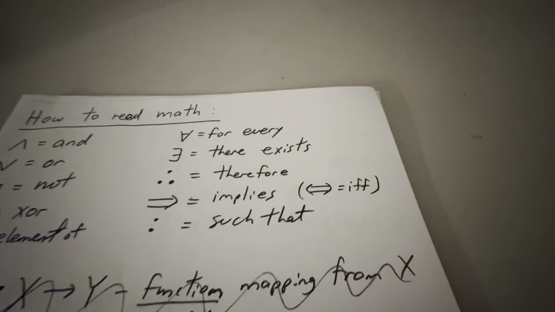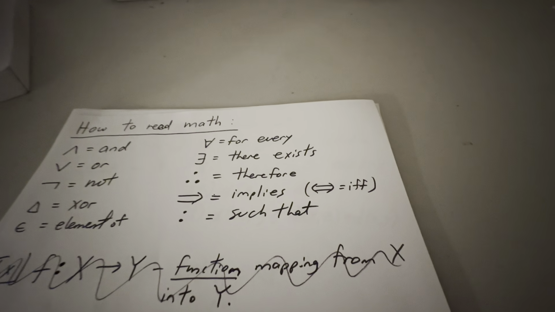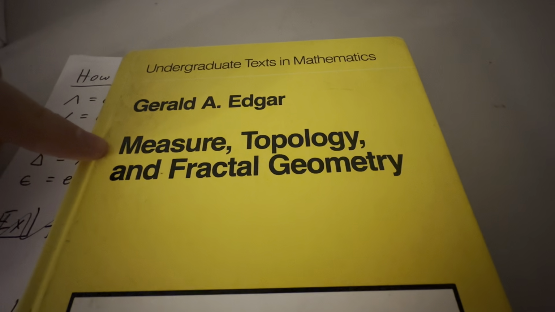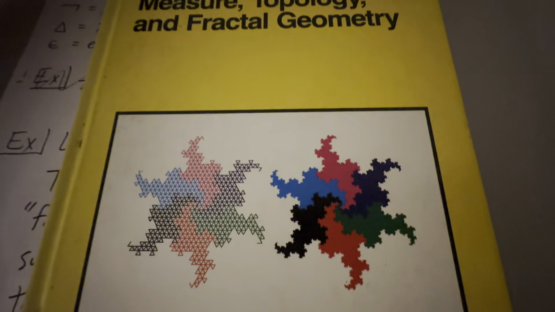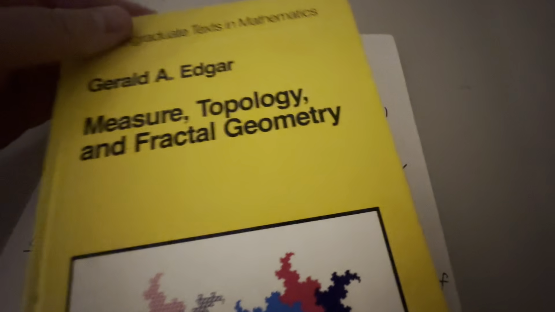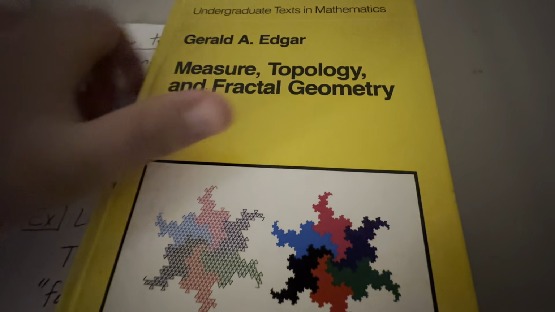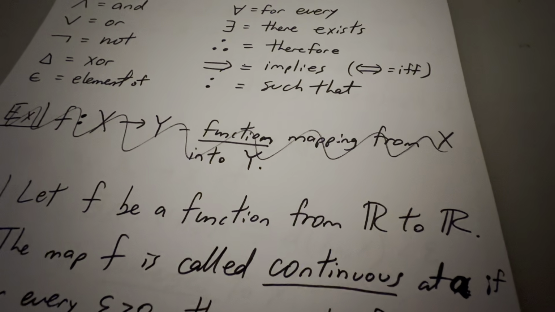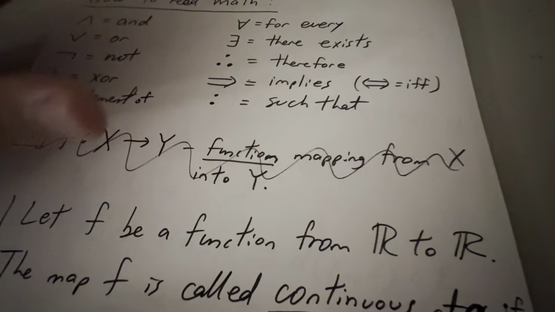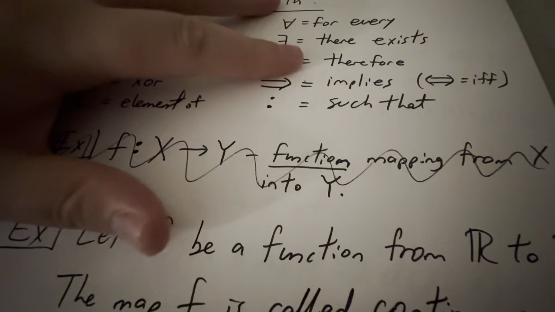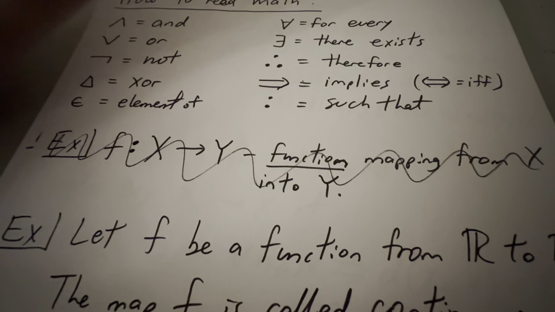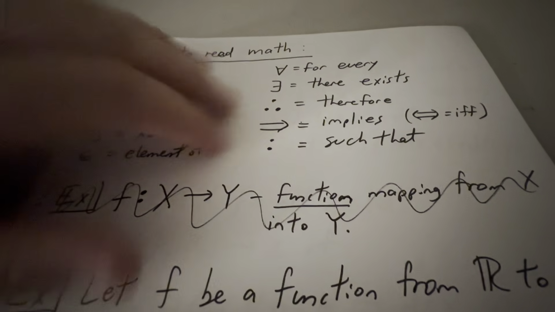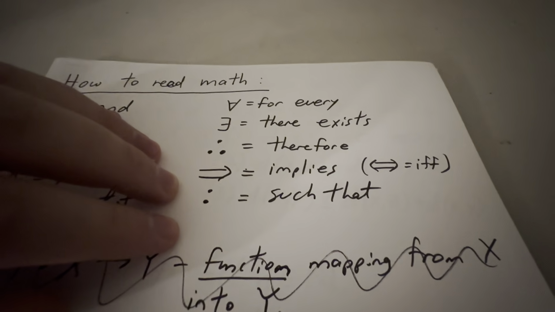This book I have here by Gerald Edgar. If you're interested, I recommend this book, Gerald Edgar's Measure, Topology, and Fractal Geometry. It's a very short book. It's not very long, and he talks about this stuff. He's a pretty good author. I like him. I want to get through the book soon because I want to return it to the library, but just the way he writes, it's not super formal. I mean, it is, but it ain't like that Zygmund and Wheeden book that I have. If you want to do some light math reading.